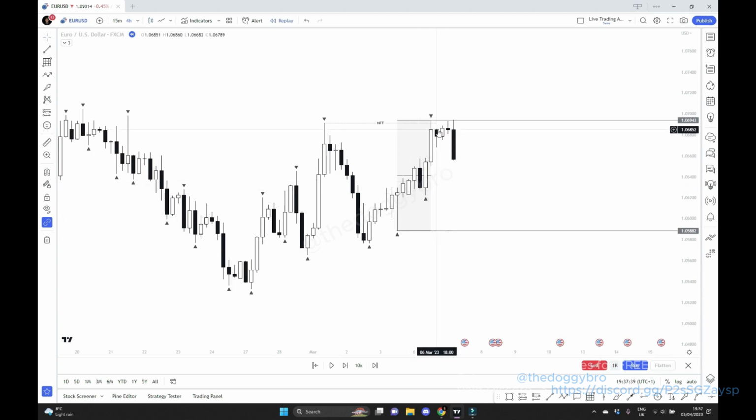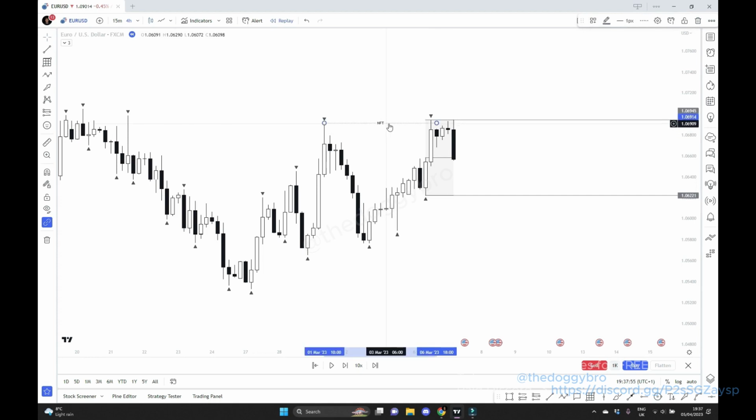So price goes sideways overnight. This is Asia session anyway. And it just wicks this fractal. So we actually want to move this along. Get a new fractal low formed as well. So we'll drag this up. We will remove this NFT.